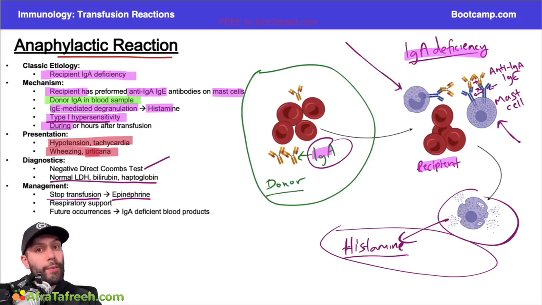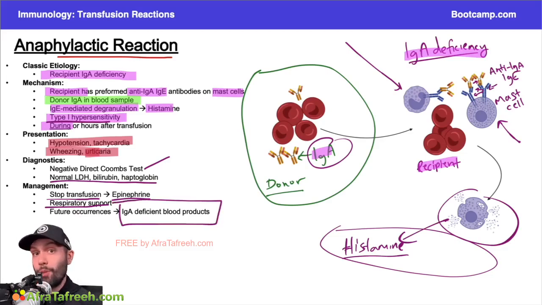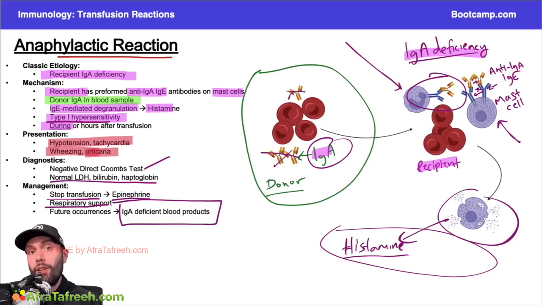Because they can ask you about a drug that was given and then ask you what the mechanism of that drug was. That's still fair game. And so you have to know that. Okay. And so respiratory support, again, if the patient needs it. And then on future occurrences, this is the big thing. You want to make sure that these patients are given IgA deficient blood products. You want to make sure if they need blood products, there is no IgA in those blood products, because that is precisely what caused the problem to begin with.